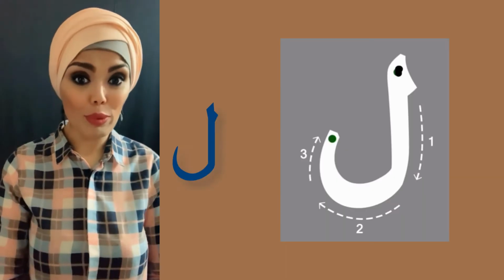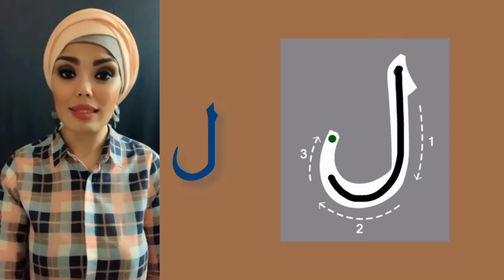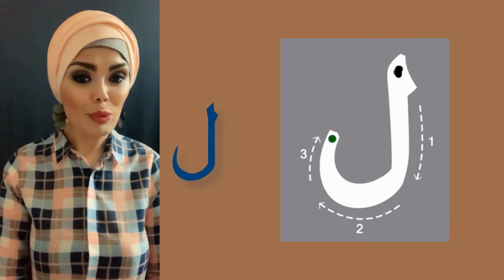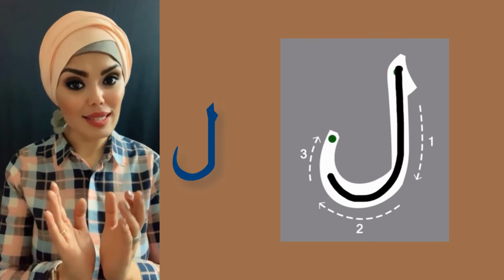Finally, the letter lam. Lam is sounding exactly like the L in English. Lemon, laymun. Lam is a friendly letter which can join from both sides. Let's see the shape of the letter lam when it is separate. So it has the cup of the letter noon.